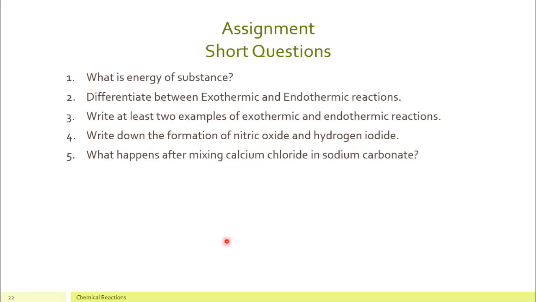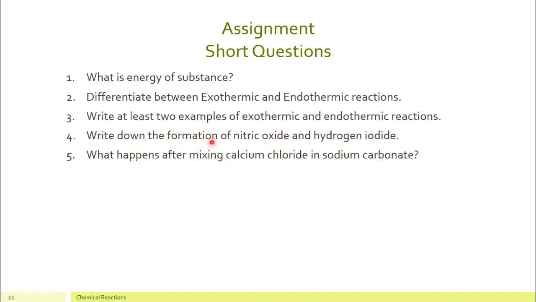Now we will do some short question answers related to this topic. Number 1, what is energy of a substance? At the start of our lecture, we studied that energy of a substance is the particular amount of energy which keeps the structure of this substance stable. Number 2, differentiate between exothermic and endothermic reactions. You will write at least 2 differences between exo and endothermic reactions along with their examples. Number 3, write at least 2 examples of exothermic and endothermic reactions. We have studied at least 4 examples each of exo and endothermic reactions. You can write any 2 of those examples.